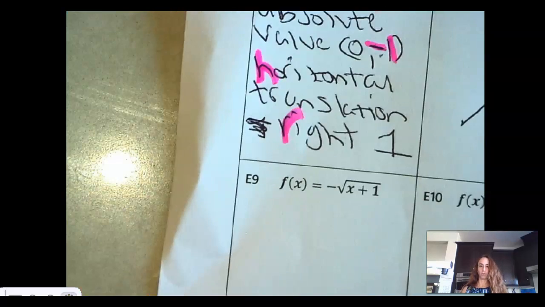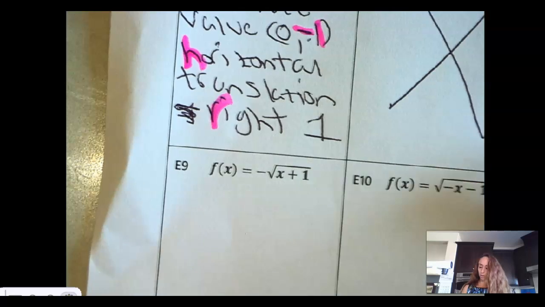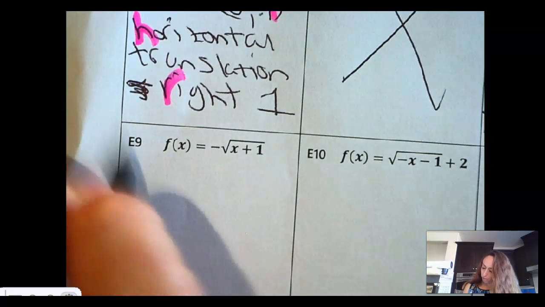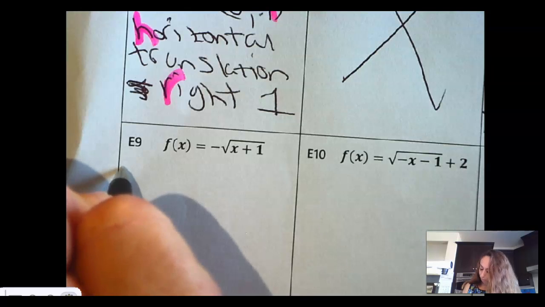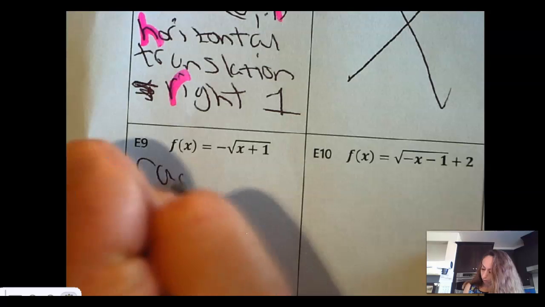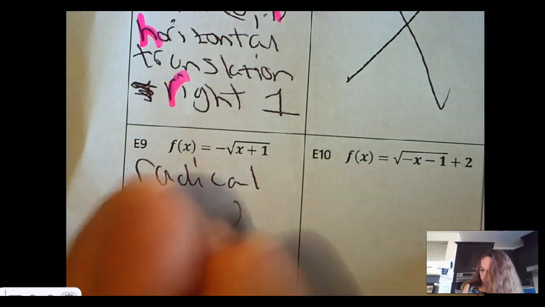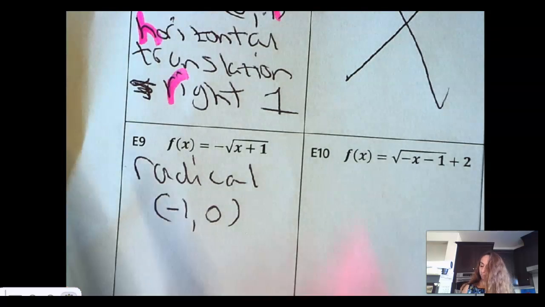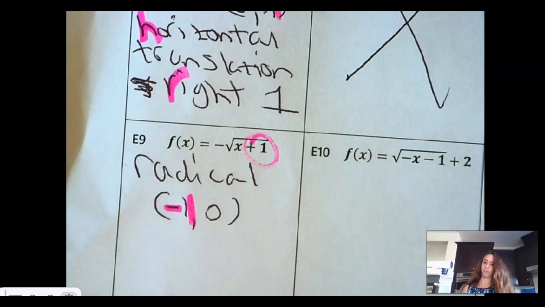Okay. Let's go to this one. This one you will do on your own. So what I want you to do first is name the type of equation. Actually, I'll do this one, okay? So we'll do the first one. This is called a radical equation. State the vertex, negative 1, 0. This should all be no problem to you now. If it's a problem, you need to text me, okay?